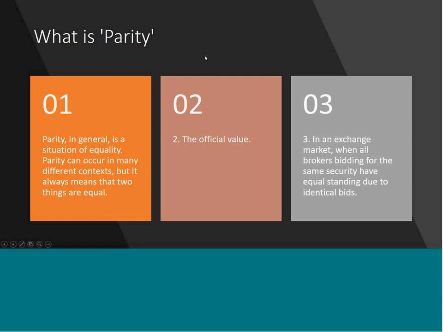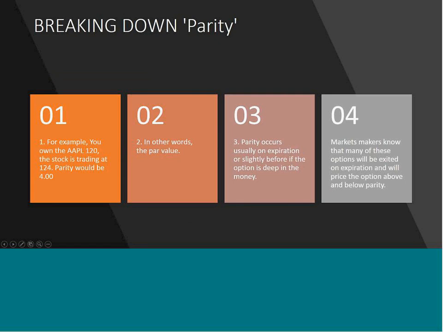It's very important, the parity value and the official value. So say the strike is 120 and the stock is trading at 124. So parity would be $4. The closer we get to expiration, or the deeper in the money the option gets, the more it becomes parity. If you remember the term delta, we like to trade 50 delta options, but as they get deeper in the money, they get to about 80 or 90 or 100, that actual full value.